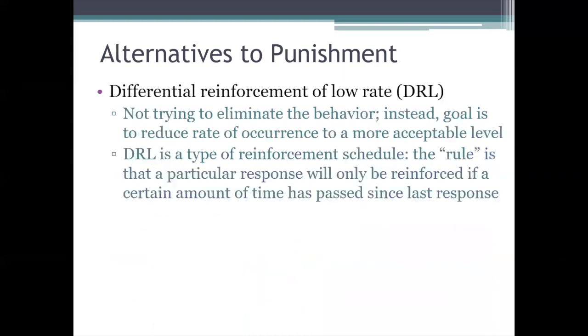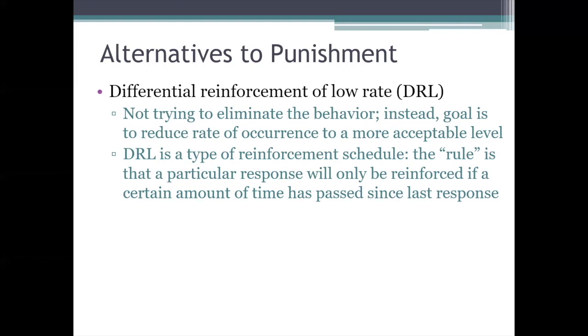And finally, guys, one last alternative to punishment that I want to mention here is called differential reinforcement of low rate, or DRL. And this one's a little different because with DRL, you're not necessarily trying to eliminate a behavior altogether. You're just trying to decrease how often that behavior occurs. So, as the name suggests, differential reinforcement of low rate involves providing a reinforcer for responding at a low rate. With this one, the person or the animal gets the reinforcer when they perform the response infrequently.